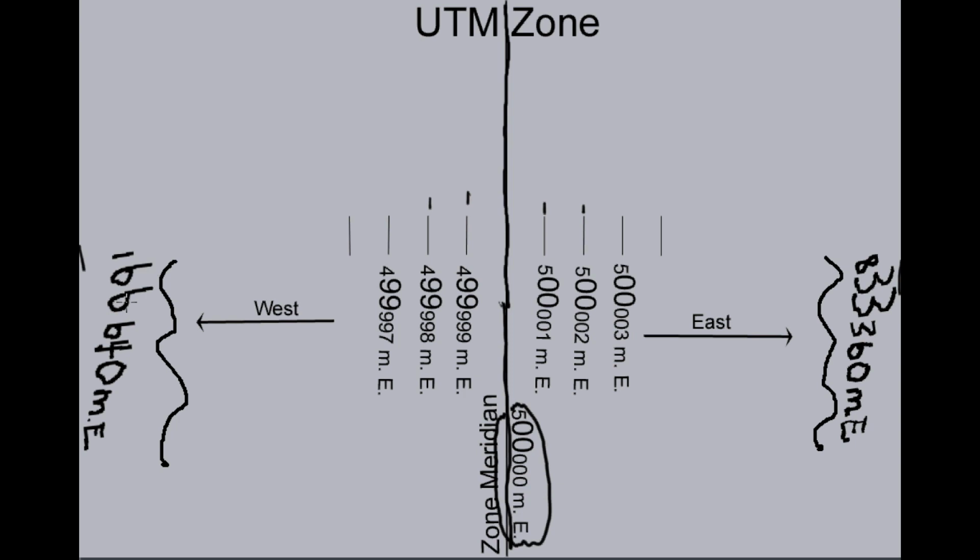One thing that I'd like for you to notice about eastings is eastings always increase as you go east in the zone. So you start on the west end of the zone, and as you go east, the eastings are always increasing.